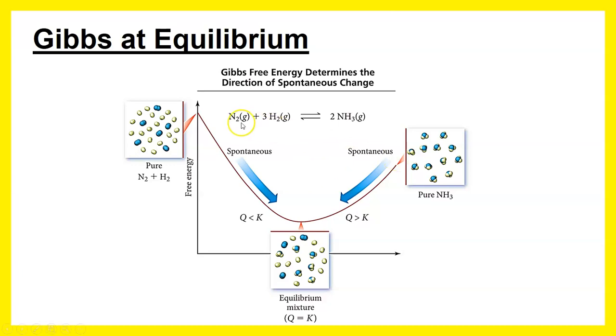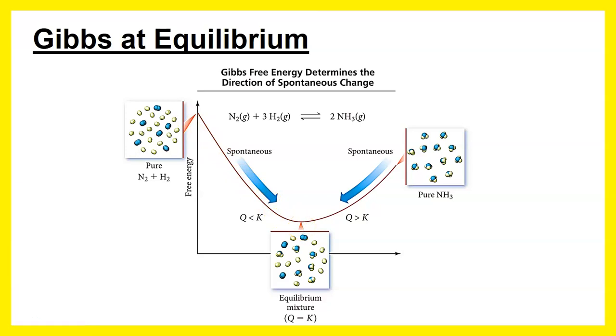Now, if you dump your chemicals into a beaker and you have too many reactants, when your Q is smaller than that K value, what ends up happening is the forward direction is spontaneous until you get to equilibrium. You can see going that direction, you have a negative delta G. You're losing that energy, right?